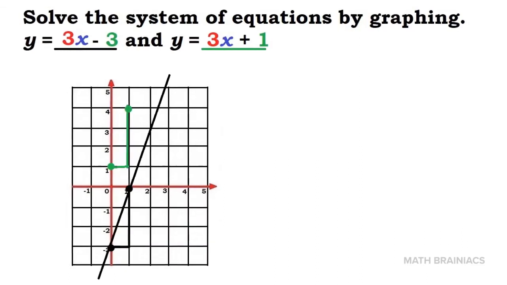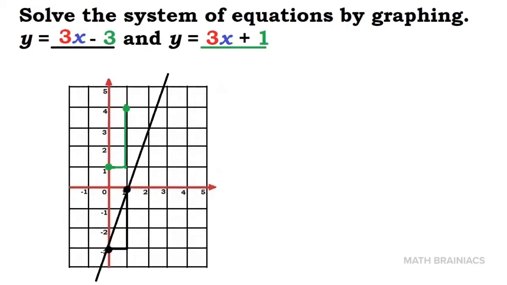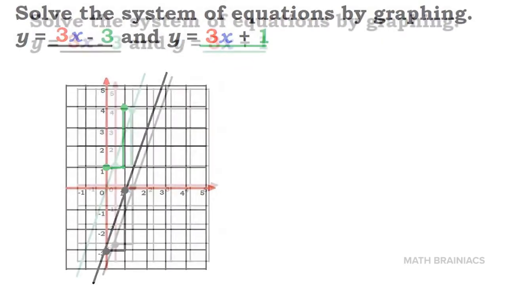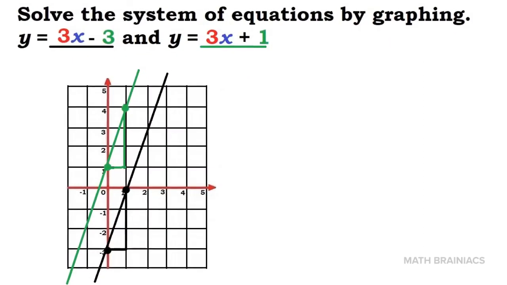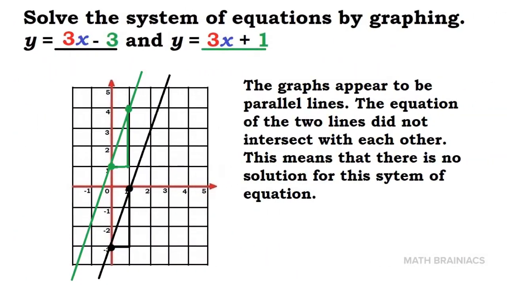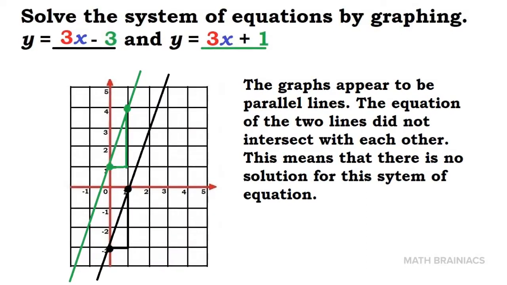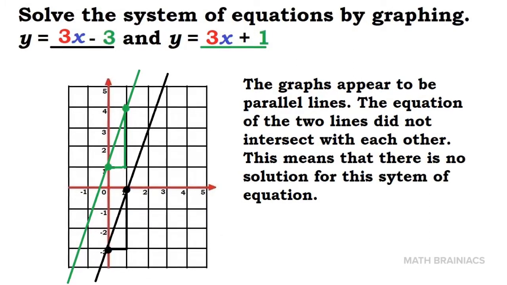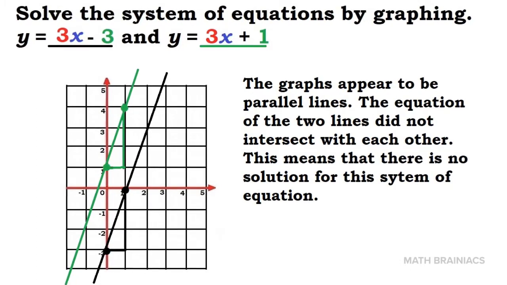Let us work on the second equation, y is equal to 3x plus 1. The y-intercept is 1. And the slope is 3 over 1. 1 right, 3 up. Connecting the 2 points of the second equation, it will give us the green line. You can see that the graph appears to be parallel. Accordingly, the equation of the two lines did not intersect with each other. This means that there is no solution for this system of equation. If two lines are parallel and they did not intersect with each other, there is no solution.